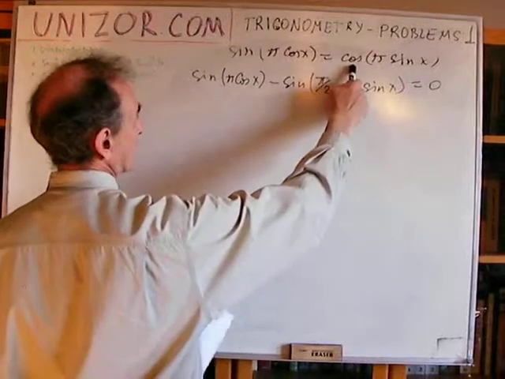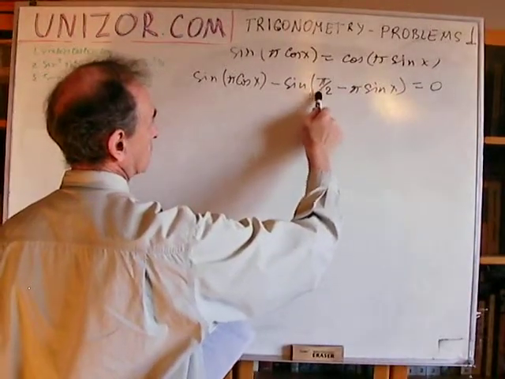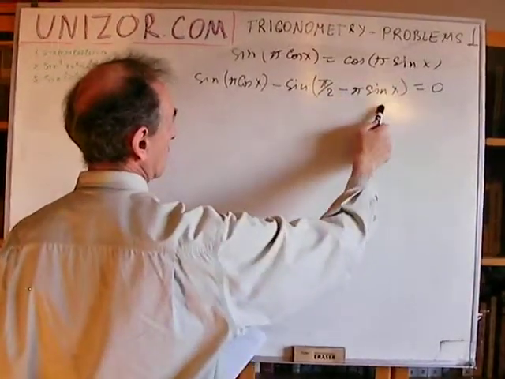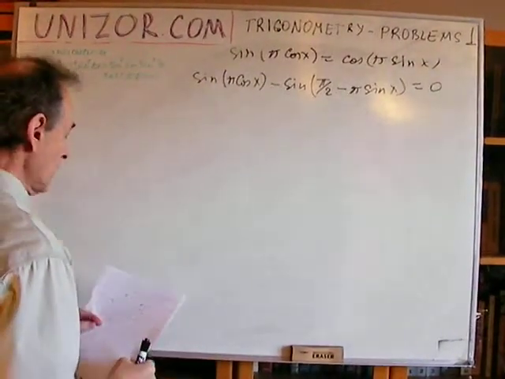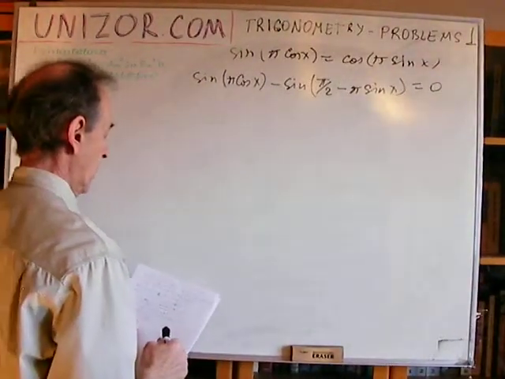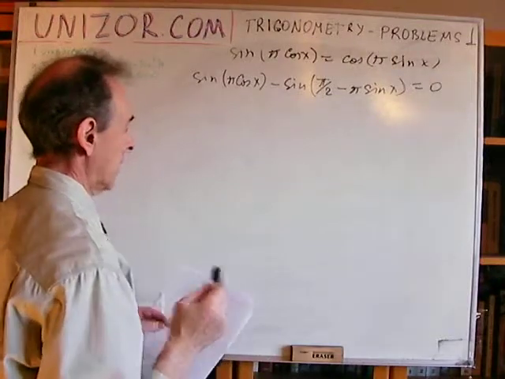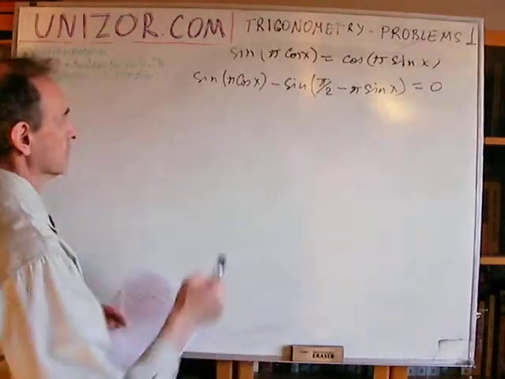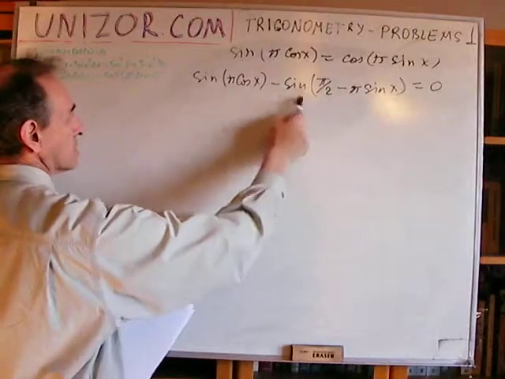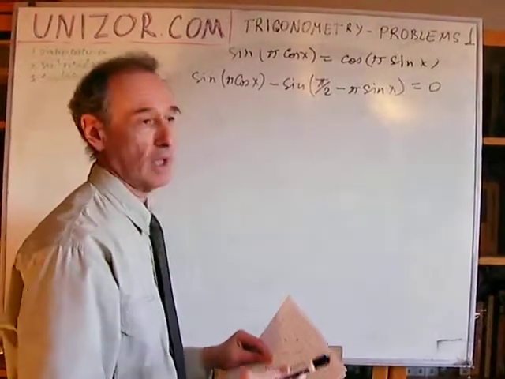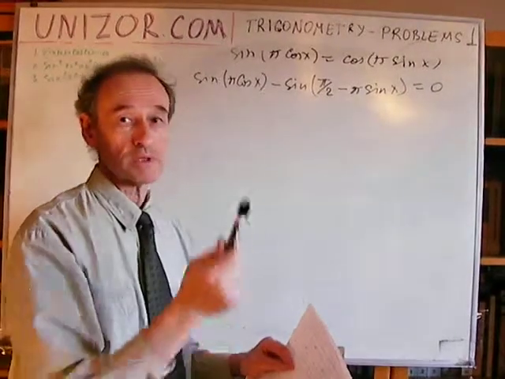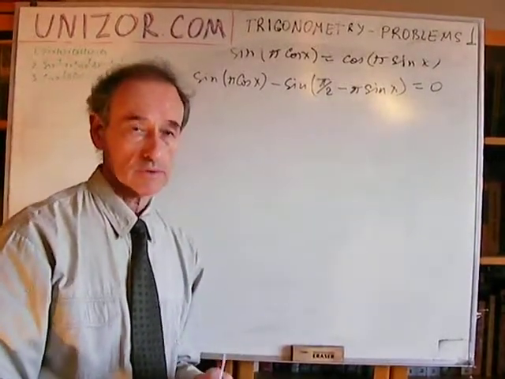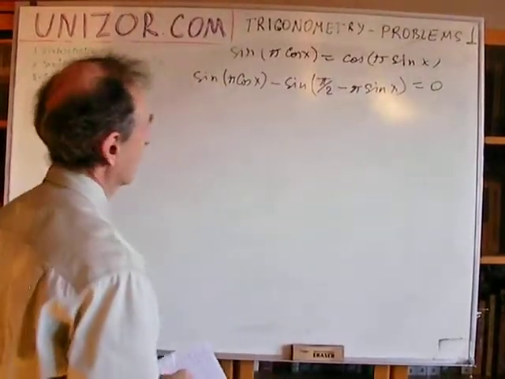So cosine is equal to sine of pi over 2 minus angle, and then I transfer it to the left. Okay, great. Now let's think about how to convert the difference between the sines into their product. That's very useful, because when it is a product and it's equal to 0, every multiplier is equal to 0 by itself, right? So it's easier.